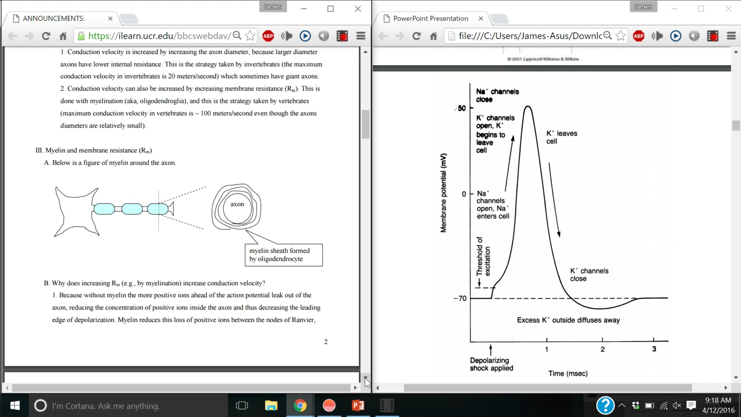But that aside, what happens is that if you could measure the voltage at different minuscule points along the oligodendrocyte, the concentration of sodium that flows in, well, let me go here. The concentration of sodium that flows in here would decline as you travel further and further through to the next node of Ranvier.